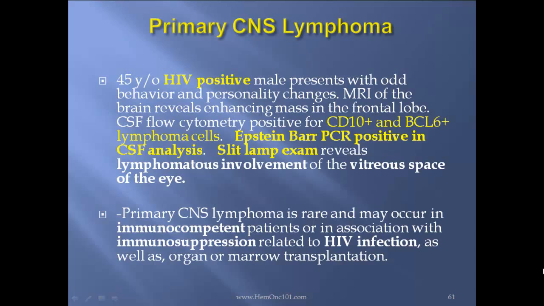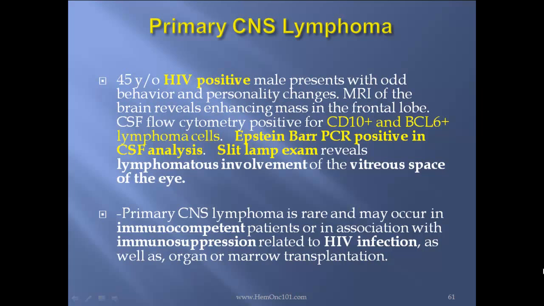Primary CNS lymphoma. A 45-year-old HIV-positive male presents with odd behavior and personality changes. MRI of the brain reveals an enhancing mass in the frontal lobe. CSF flow cytometry is positive for CD10 and BCL6 lymphoma cells. Epstein-Barr PCR is positive in the CSF. You must have a slit lamp exam done, which reveals lymphomatous involvement of the vitreous space of the eye.